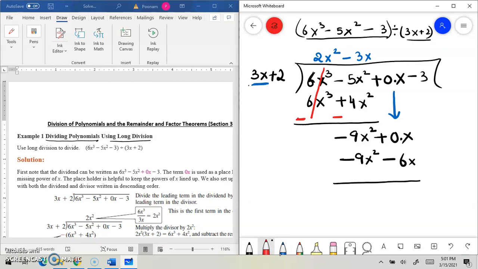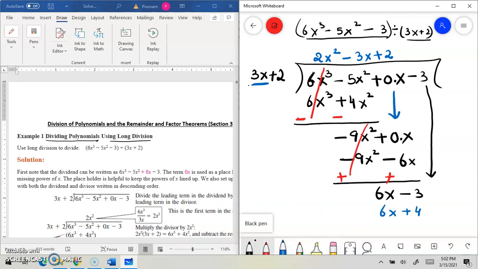We have to subtract these two. For subtraction, we change the signs of the bottom polynomial like this. These will cancel. 0x plus 6x would be 6x. The last number comes down, that is minus 3. What should we multiply 3x with to get 6x? I think that number is plus 2. So let's do that. You multiply the whole polynomial with 2. We will get 6x plus 4.